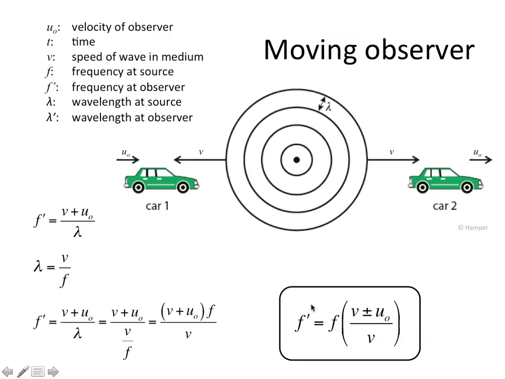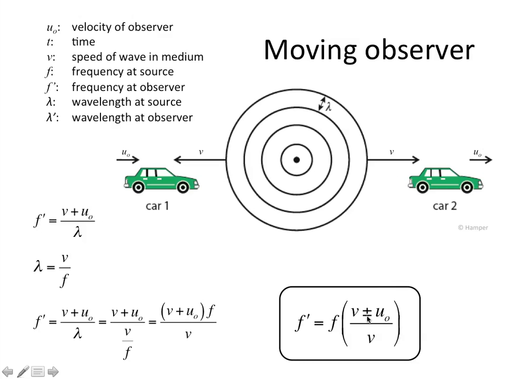So the summary equation, the same version as given in the data booklet: frequency of wave according to observer equals frequency at source, times velocity plus or minus velocity of observer, divided by velocity, the speed of the wave in the medium, in the air. And again, if you're not sure if it's a plus or minus, ask which gives you the bigger number when they're coming together and the smaller number when they're coming apart. So in this case, bigger number will be plus when they're coming together. Smaller number when they're moving apart will be the minus.